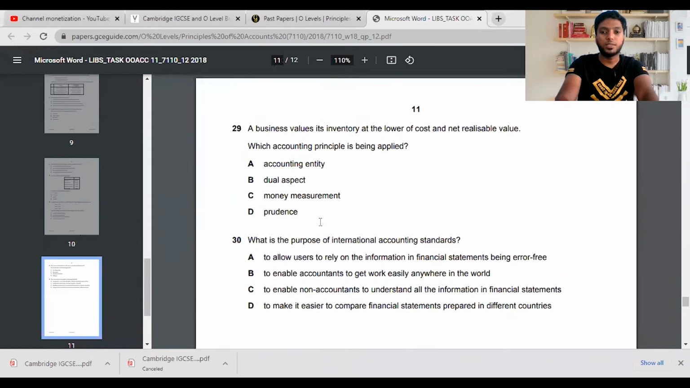A business values its inventory at the lower of cost and NRV. Which accounting principle is being applied? Accounting entity, dual aspect, money measurement, and prudence. What might be the answer?